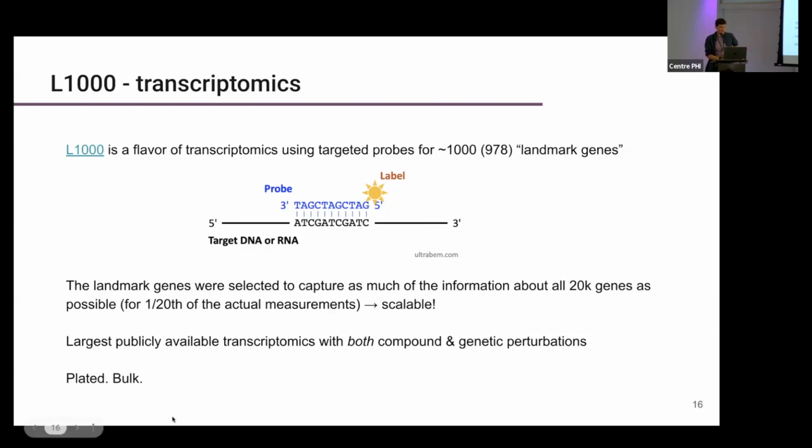And the L1000's data is the largest publicly available transcriptomics with both compounds and genetic perturbations. So there's some of the single cell work, Perturb-seq, etc., that will give you a much higher number of samples, but it doesn't work with compounds. We don't have any such qualifiers on the L1000. It's very diverse, it's very useful. Also, final notes about it. It's a bulk assay, so we're not separating out single cells, but everything in the well gets measured together. And again, it's plated out on 384 well plates.